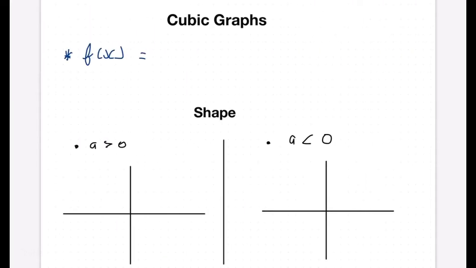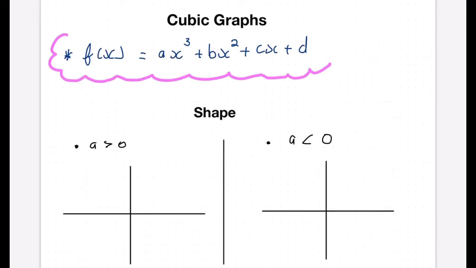Cubic graphs are in the form f of x is equal to ax cubed plus bx squared plus cx plus d, which is usually quite daunting at the start for most learners because for most of your high school maths career, you only look at quadratic functions, never really cubic ones. So it's the first time that you do them, but they're actually not that bad.